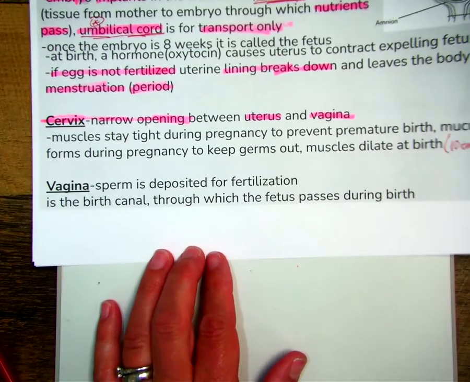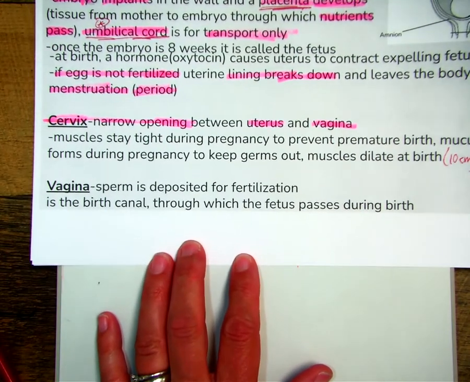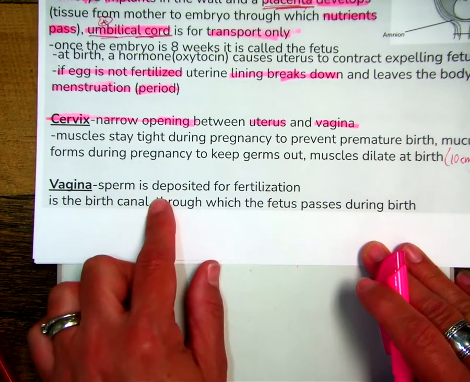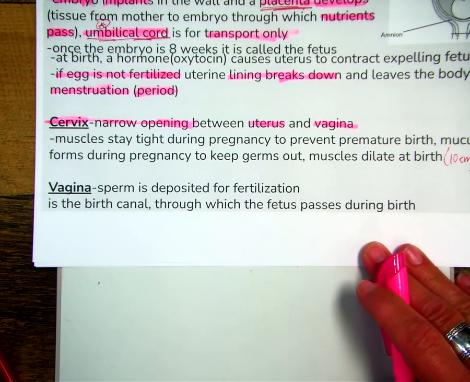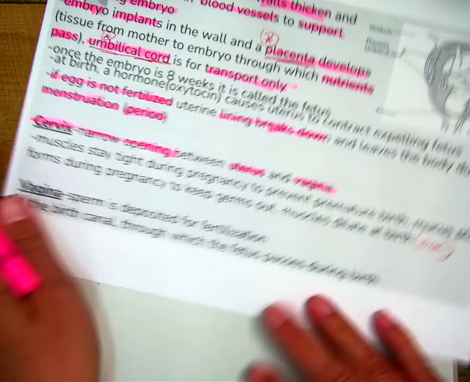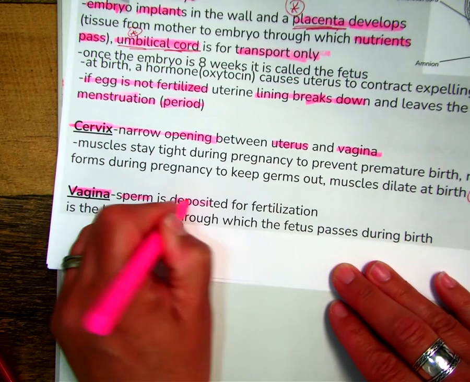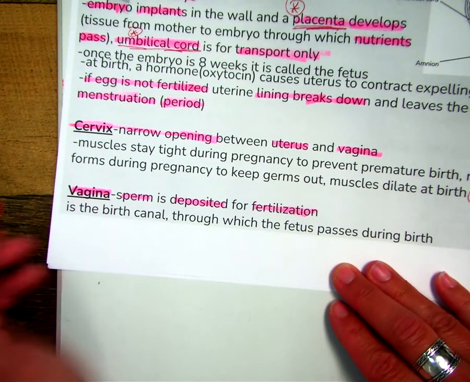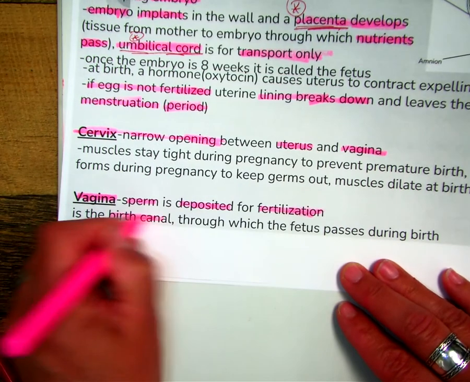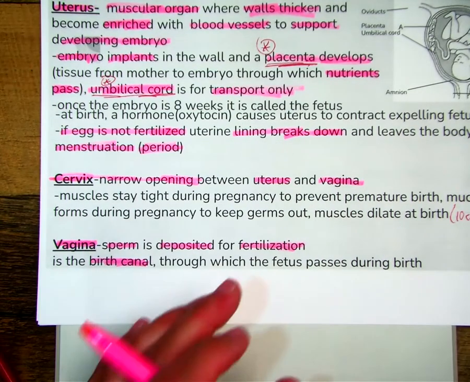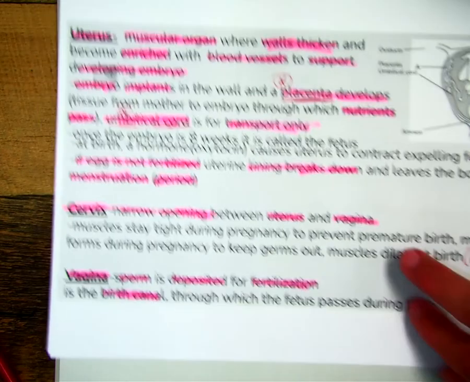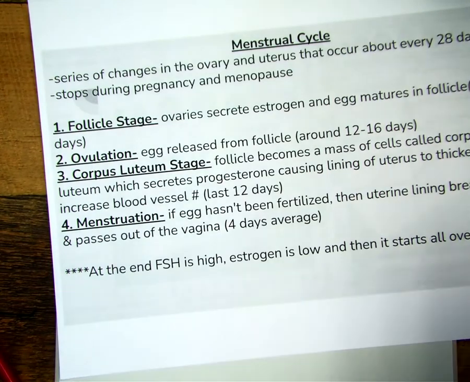All right. Okay, and the last part of the female reproductive tract is the vagina. The sperm is deposited for fertilization in the birth canal. It's also called the birth canal. So vagina, sperm is deposited for fertilization, and then when the baby expels, we call it the birth canal. All right, we're just going to do the menstrual cycle, and then that'll be it.